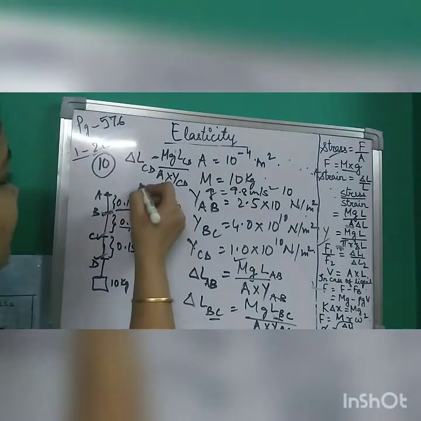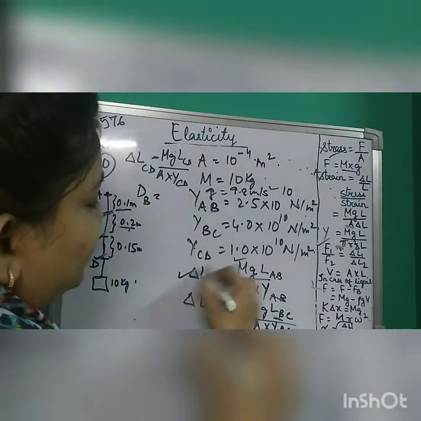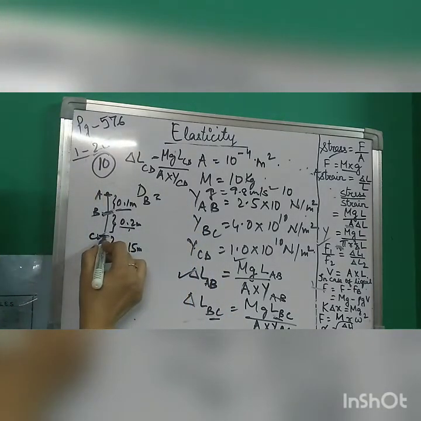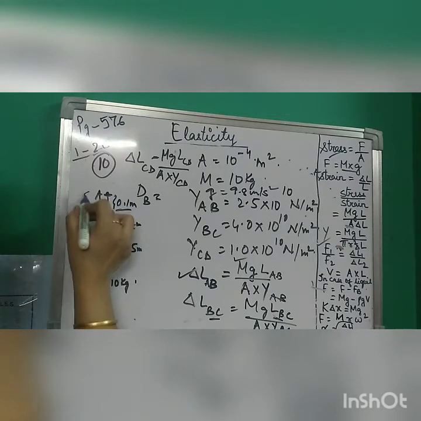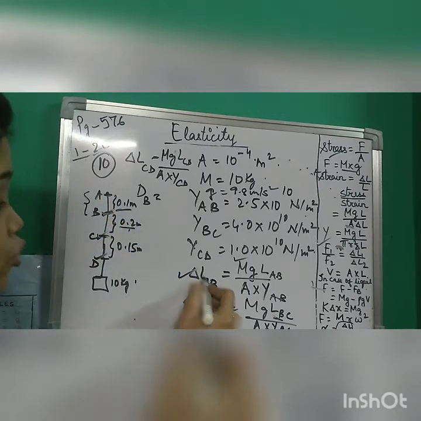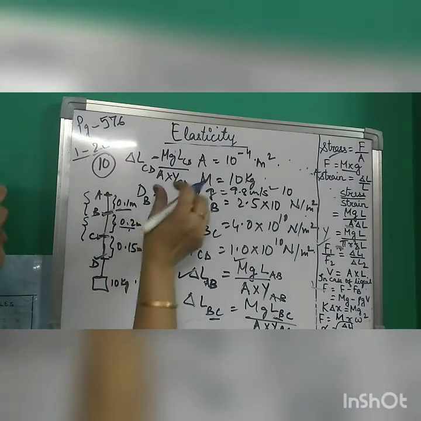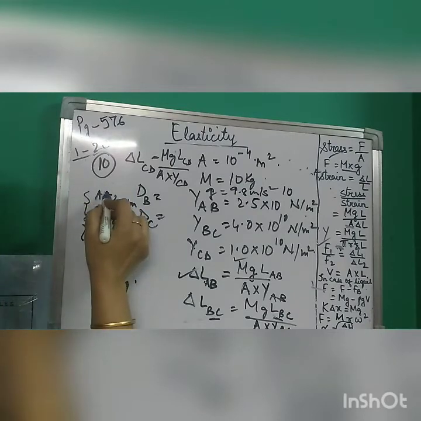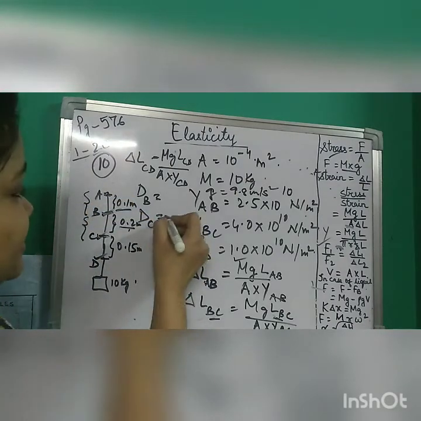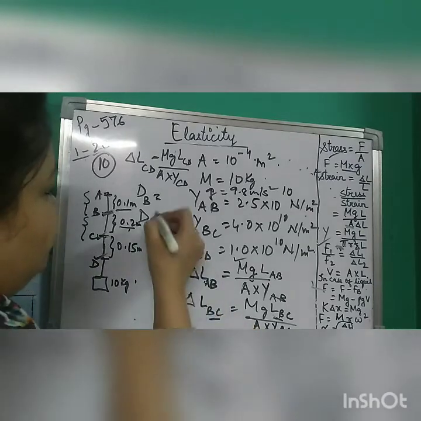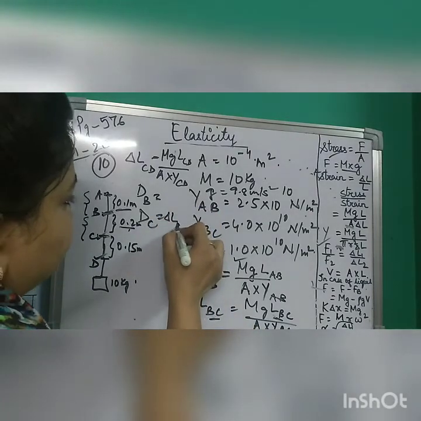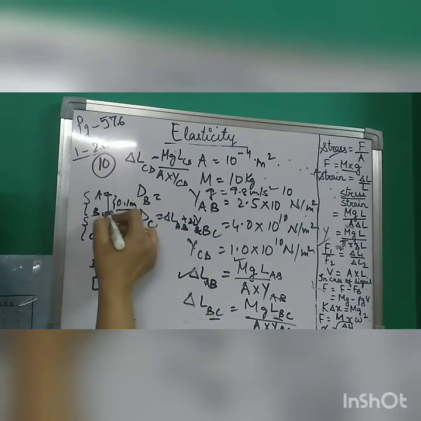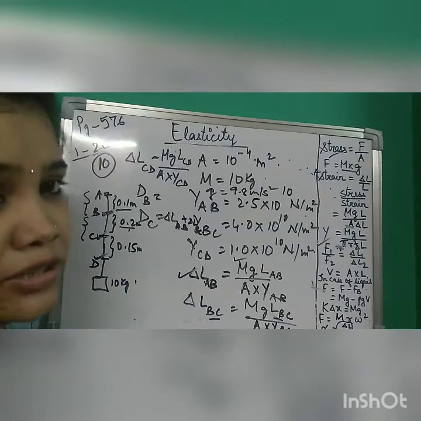So what is the displacement of B? It is nothing but this one. What is the displacement of point C? See, when you are finding the displacement, you have to add the AB portion plus the BC portion to find the displacement of C, because C is connected with AB and A is fixed over here. So to find the displacement of C, you have to find delta L of AB plus delta L of BC. If you find these two extensions, then you will get the displacement of C.